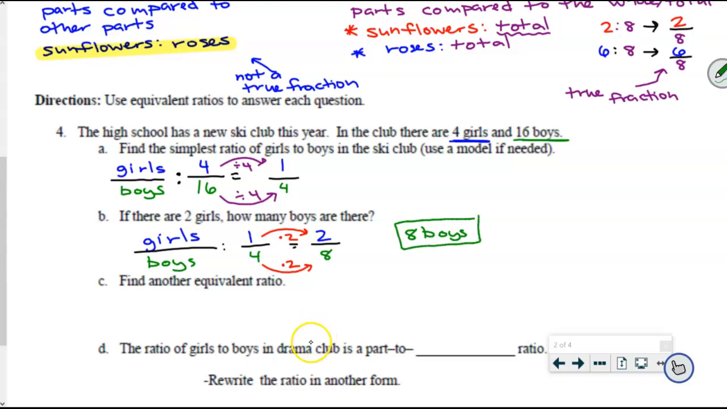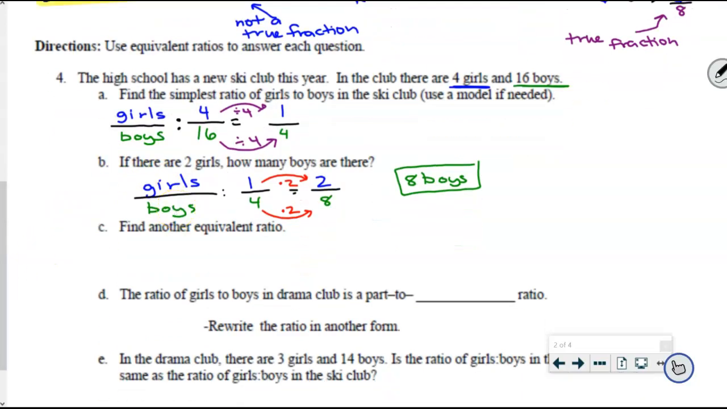Okay, your turn. Find another equivalent ratio. Any other equivalent ratio. Find another one. Stand up when you have it. If you're standing, explain what you did with your group.